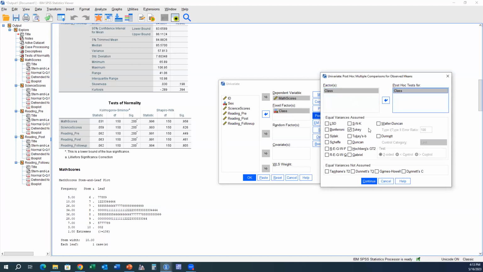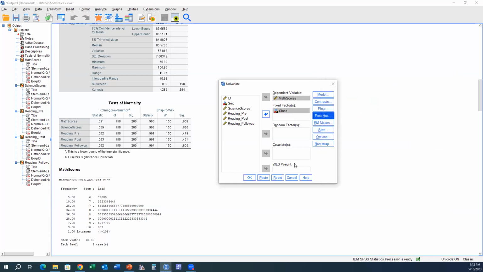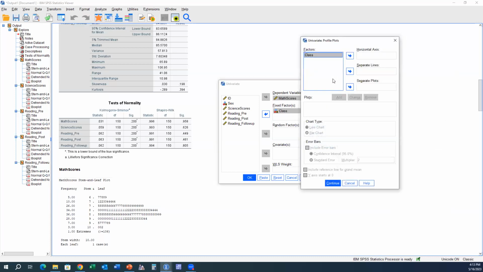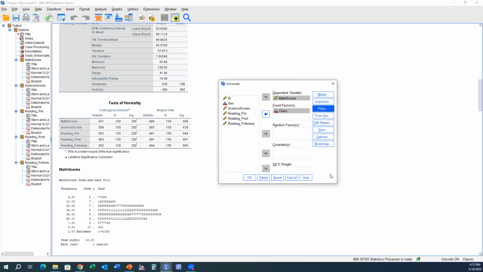Okay, so class, Tukey test. You can also go to plots if you want kind of a visual representation, and put class on the horizontal axis and do a bar chart for this. And that's pretty much it. All right, we'll click OK.